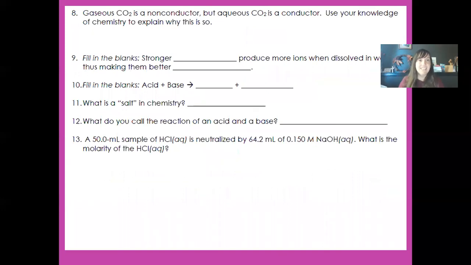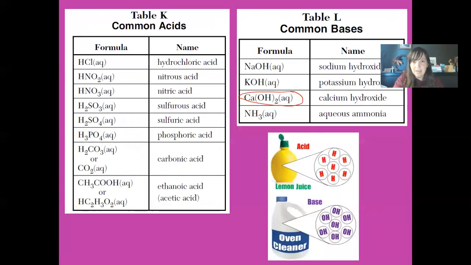Okay. 8, gaseous carbon dioxide is a non-conductor, but aqueous carbon dioxide is a conductor. Use your knowledge of chemistry to explain why this is so. So if something is a conductor, that means it's either an acid, a base, or an ionic compound. Carbon dioxide is not ionic. It's not made of a metal and a nonmetal. So that means it must be an acid or base. And when we look at the reference table here, we can see that it is an acid.